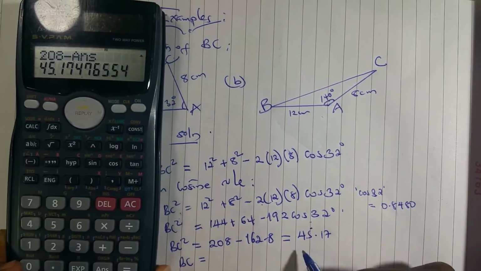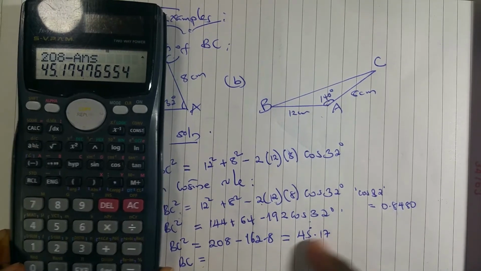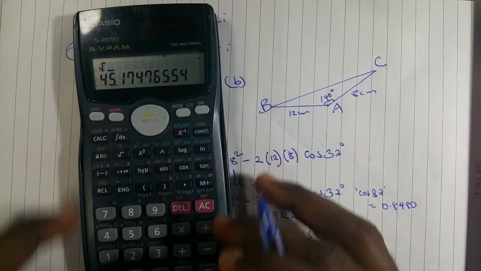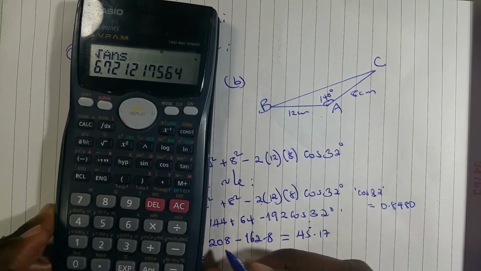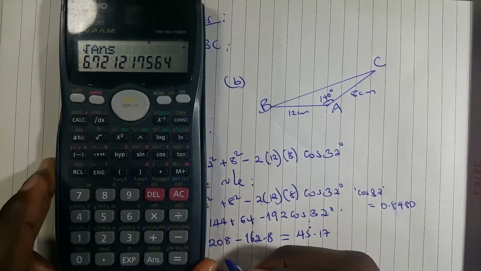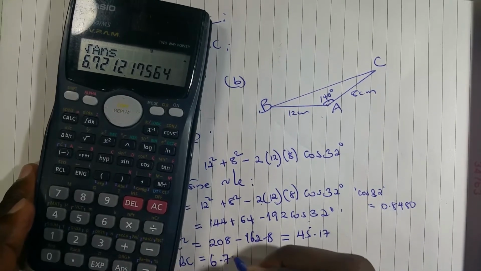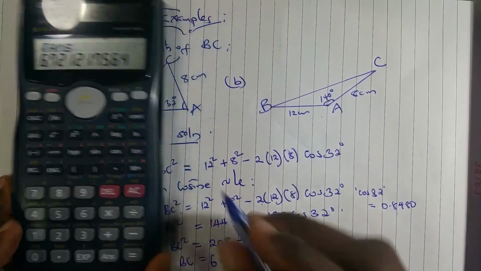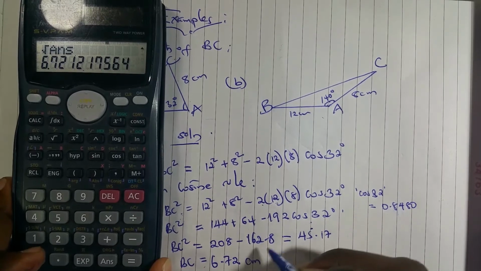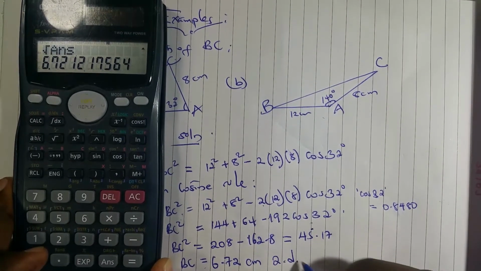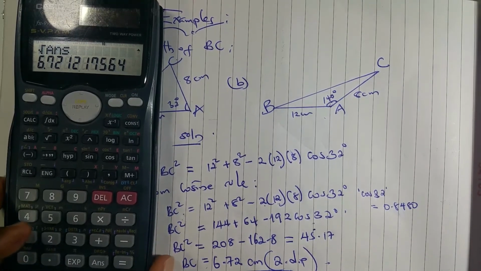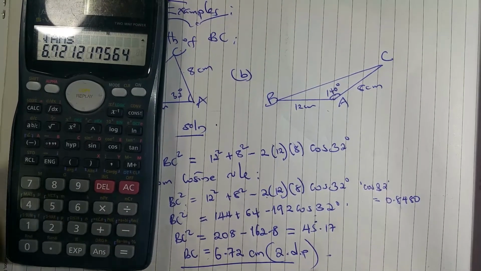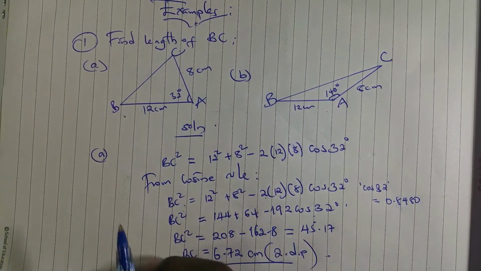Let's get the root of that to get BC. Now BC squared is that, so let's get the root of that, which is 6.7. Let's put it to 2 decimal places, which is going to be 6.72 centimeters. That's how we can handle that. So that's our solution for part A.